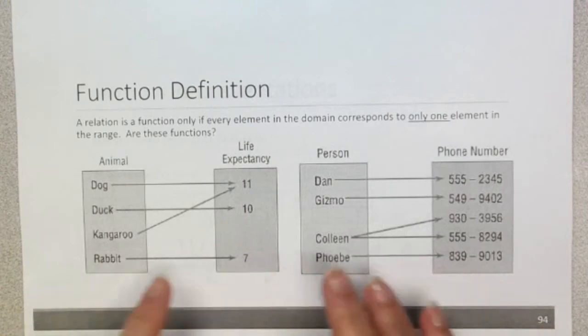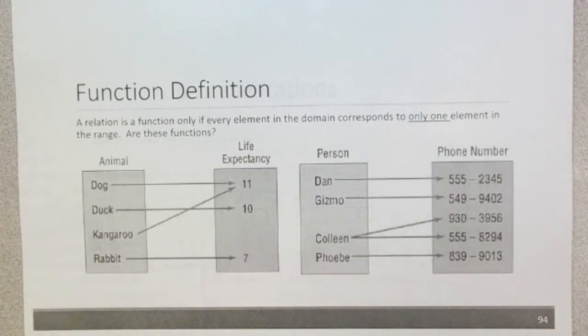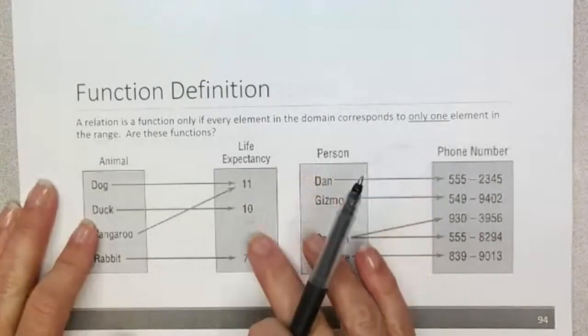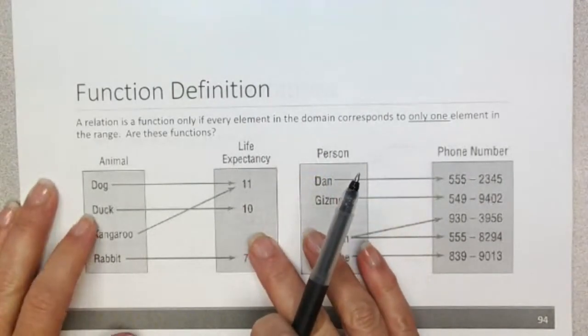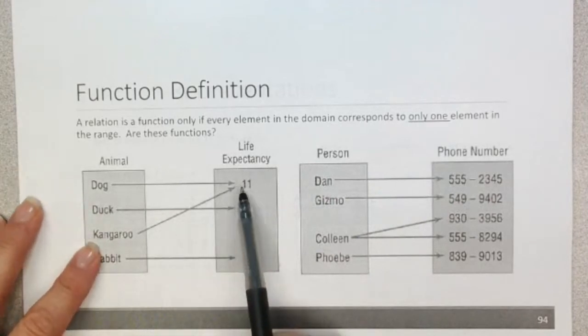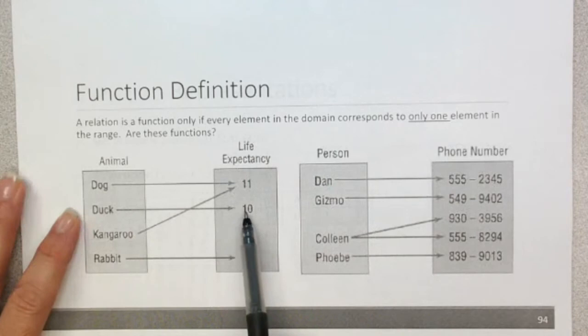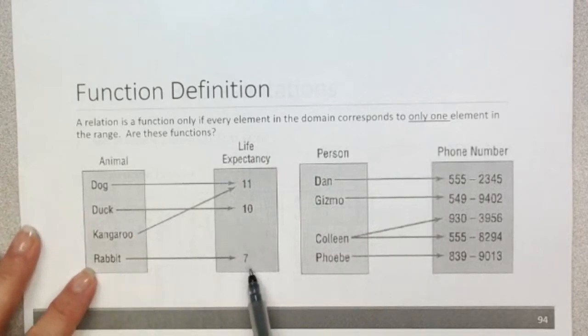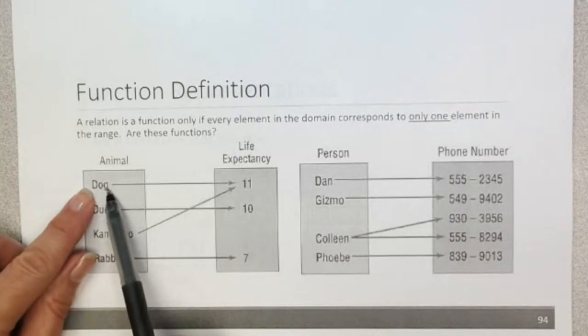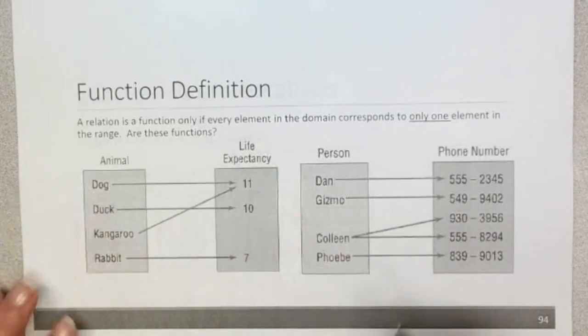If we look at these two examples here, could we say that they are functions? Well, let's see. This first relation relates animals to their life expectancy. A dog's life expectancy is 11 years, a kangaroo is also 11, a duck's life expectancy is 10, and a rabbit's life expectancy is 7. Is this particular relation a function? To determine that, we have to ask ourselves, does each element in this domain correspond to only one element over here in the range?